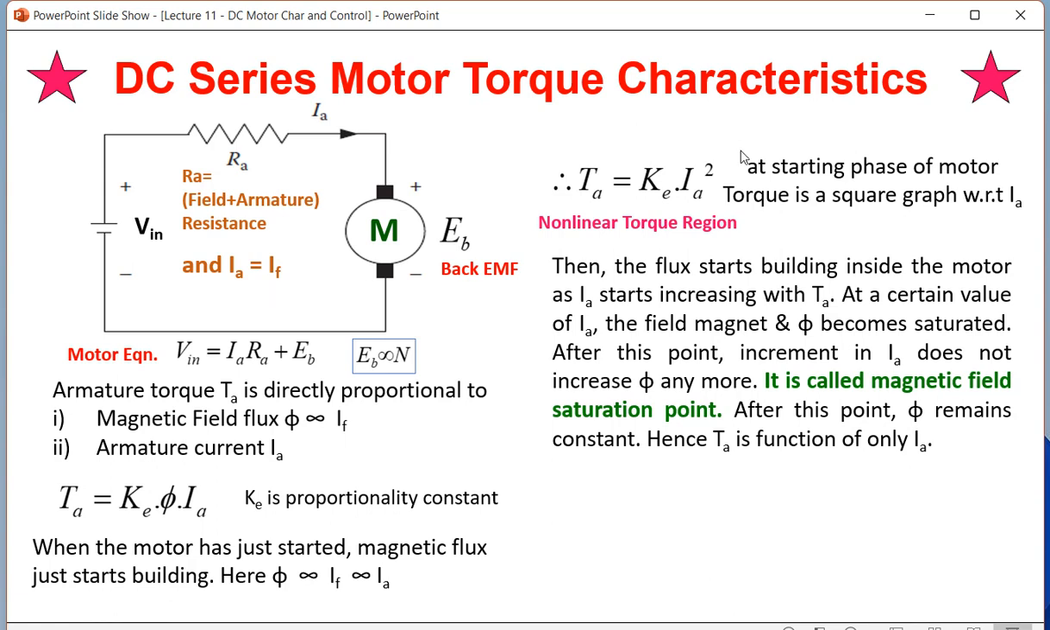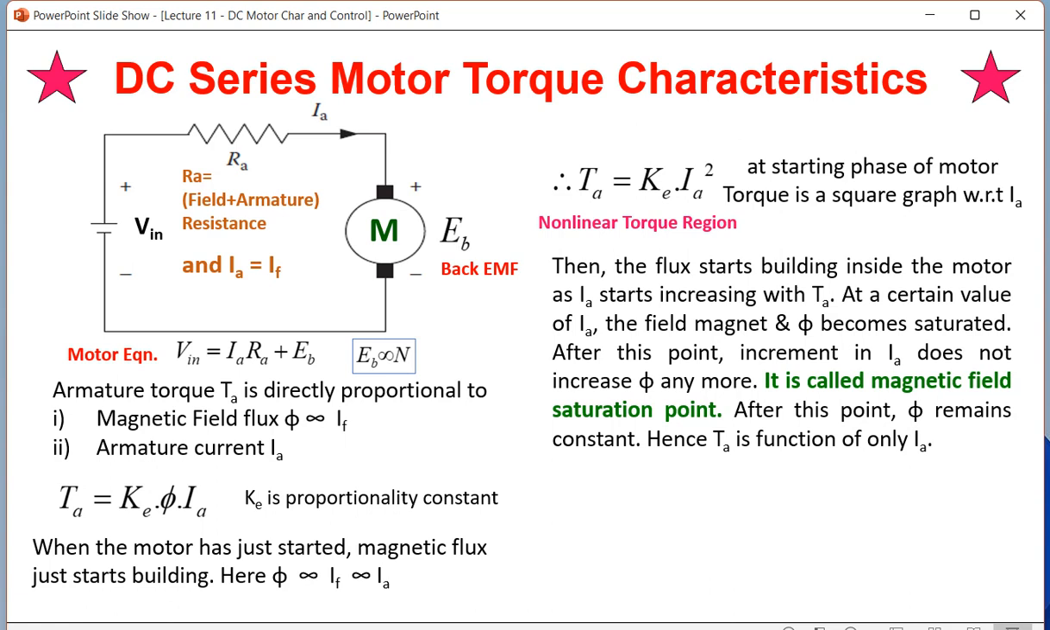This region will not go forever, because initially the magnet is not saturated. Which magnet? The field magnet, which is produced by RF. As long as this magnet is not saturated, phi and IA are proportional. So this equation, phi is directly proportional to IF or phi is directly proportional to IA, remains as long as the field coil or field magnet is not saturated, because there is no magnet which will give you higher and higher magnetism for any current you input. So there will come a saturation point.